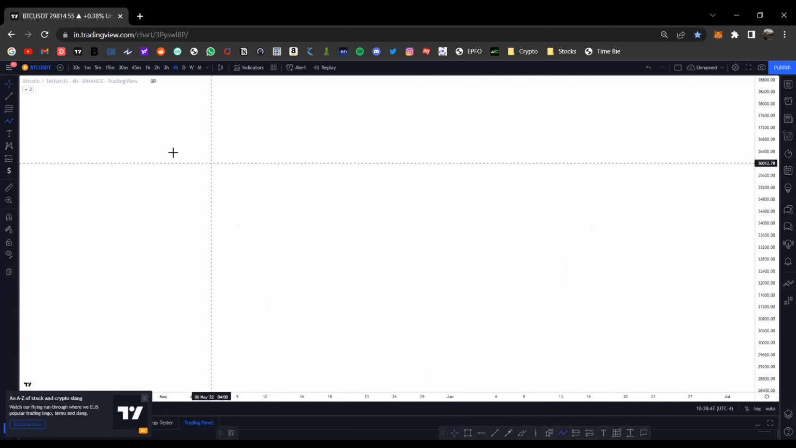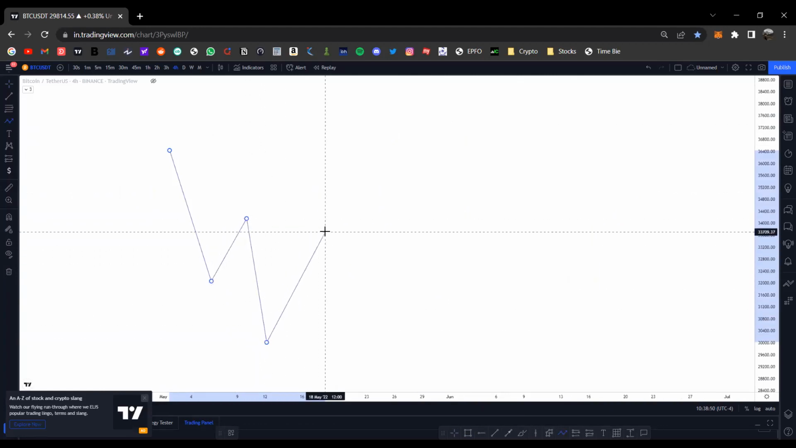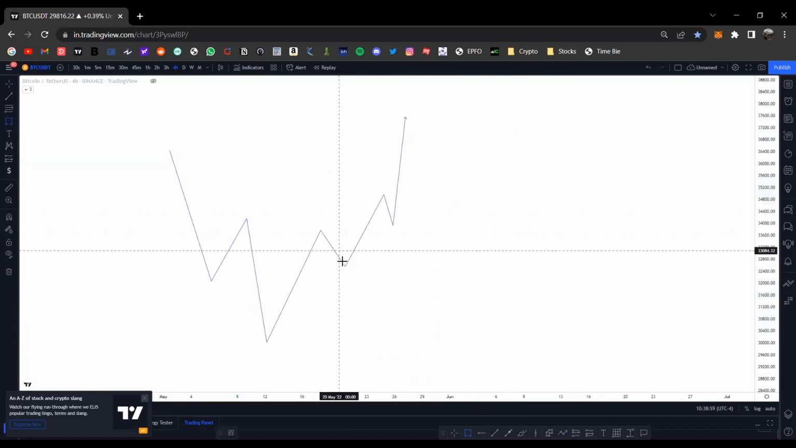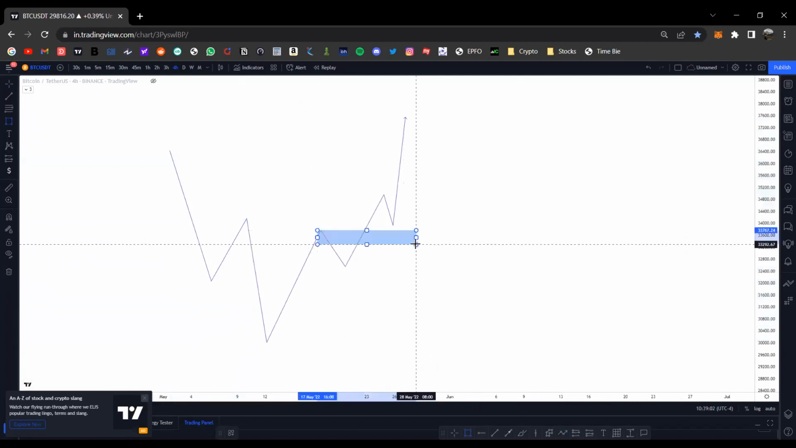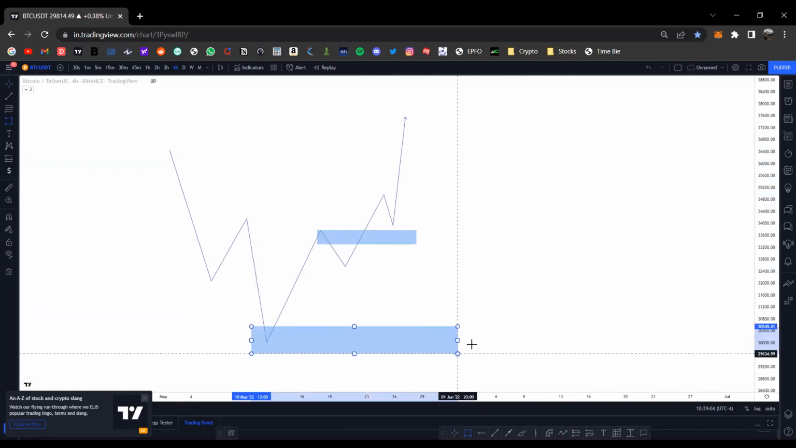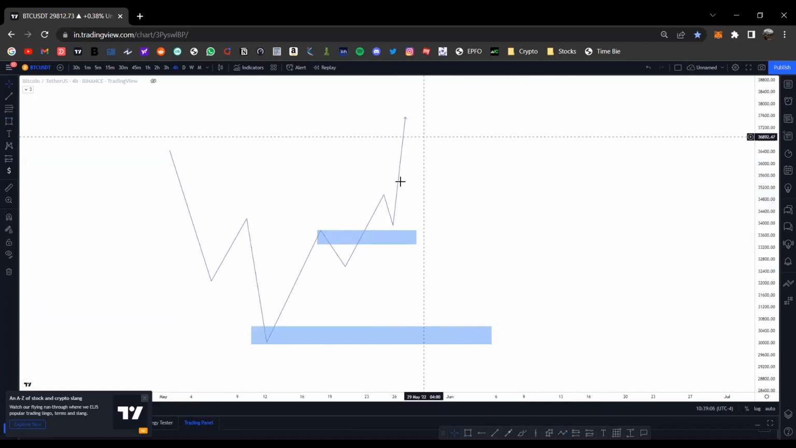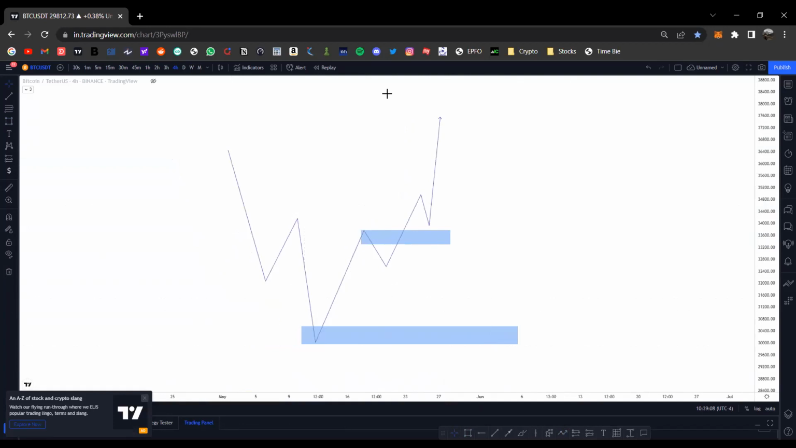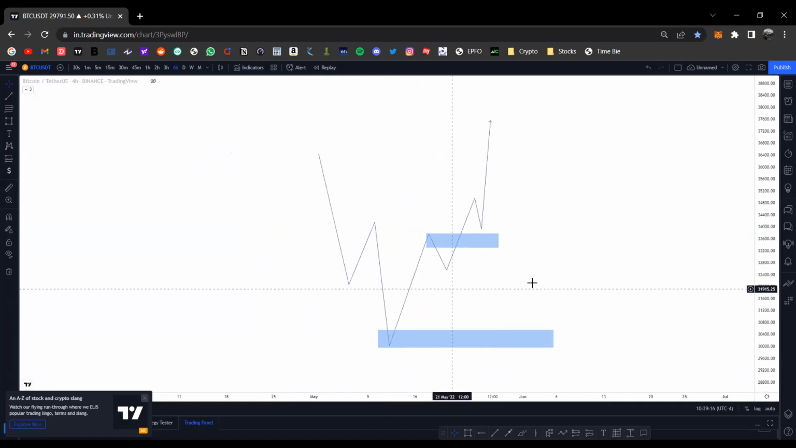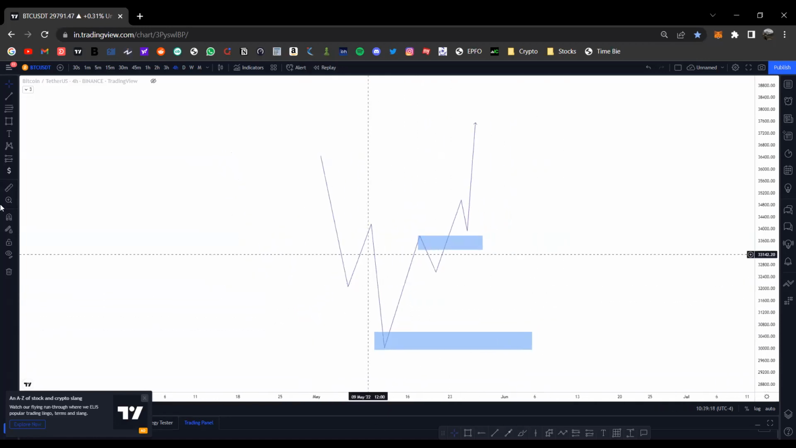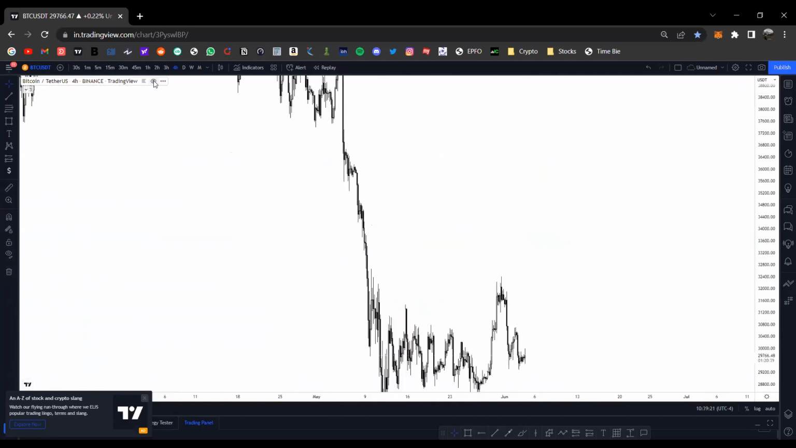So one will be around the breaker block, and one will be your sponsor candle. So that's how I choose my point of interest. So let's go on charts and let's see.